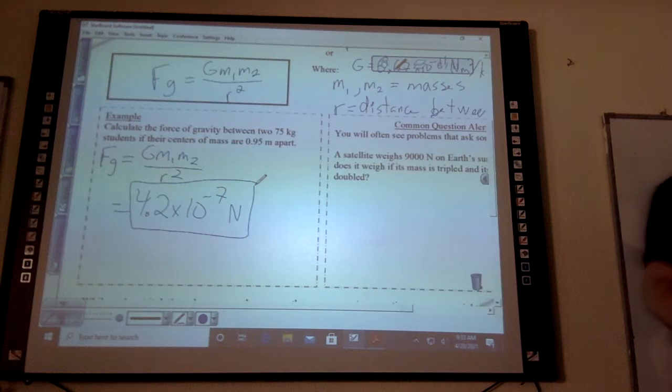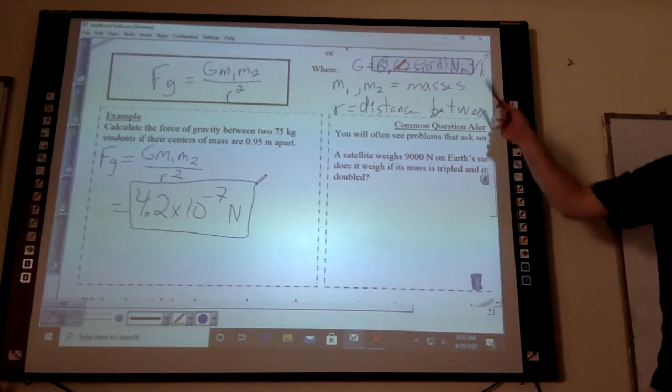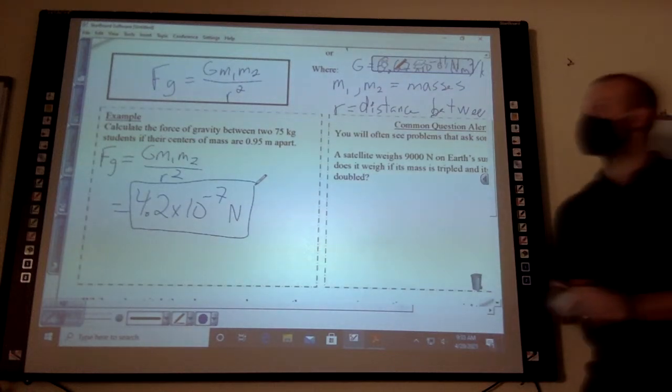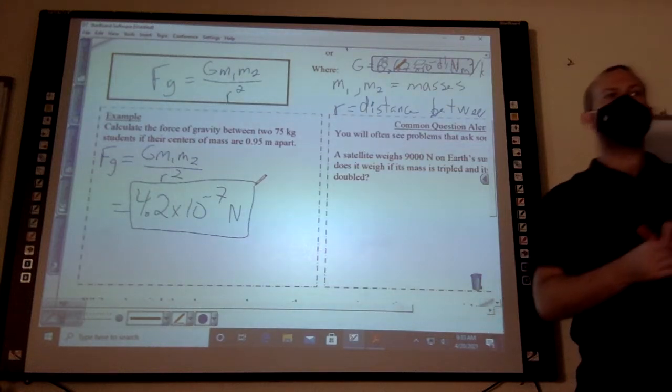Any questions on this one? Yes. So the capital G is going to be the 6.67 every time. Doesn't matter what masses, doesn't matter if you're on a different planet. Capital G is known as the gravitational constant, and it stays the same no matter what.